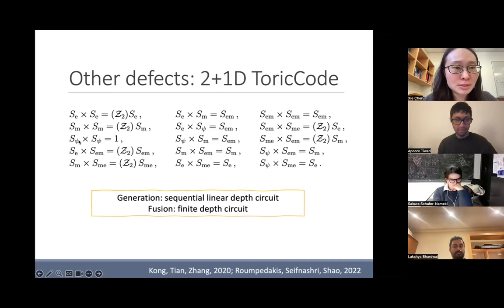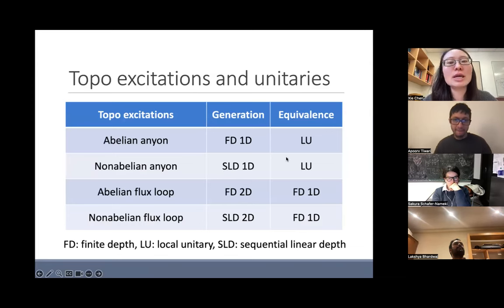And this one, because it corresponds to generating a Majorana chain, which we know has to be done with a sequential quantum circuit, this one is also sequentially generated. It cannot be generated with a finite depth circuit. Okay, so this allows us to put Cheshire string-like defects into perspective in relation to the original kind of excitations that we talk about for topological phases.